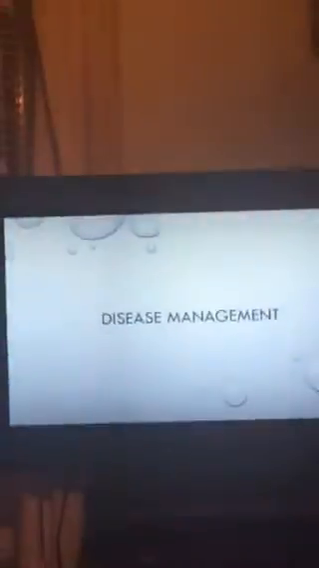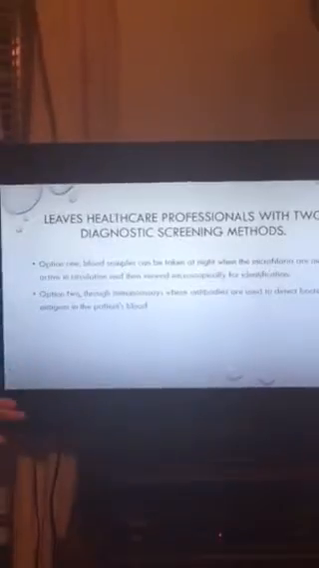Disease management. So this leaves healthcare professionals with two diagnostic screening methods. Option number 1, blood samples can be taken at night when the microfilaria are circulating and then viewed microscopically on a slide for identification after being stained. Option 2, through immunoassays where antibodies are used to detect antigens in the patient's blood. These are both fairly inexpensive and cheap ways of diagnosing this disease.